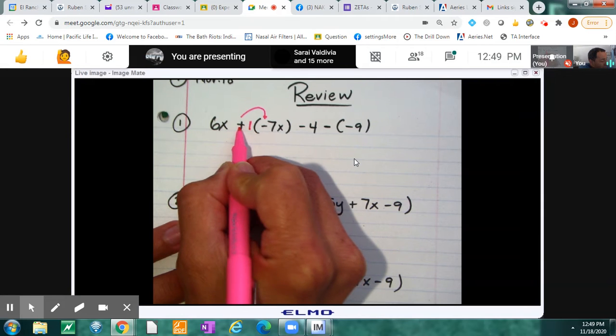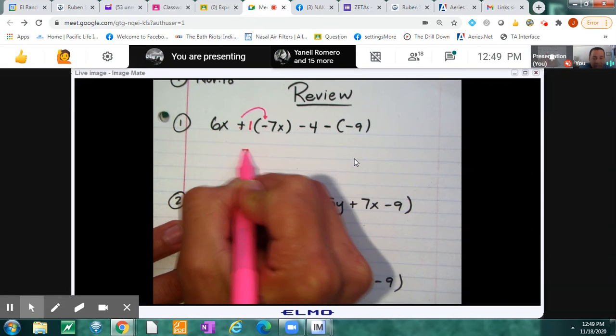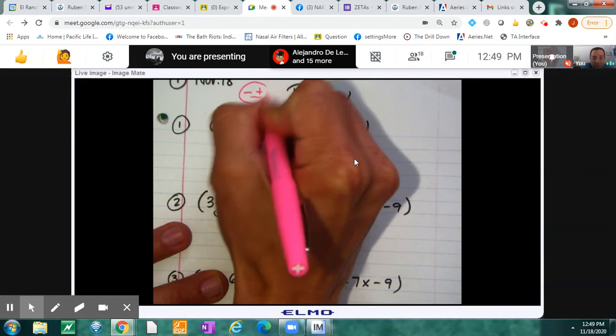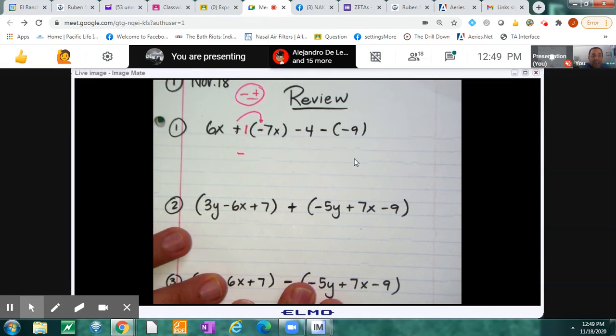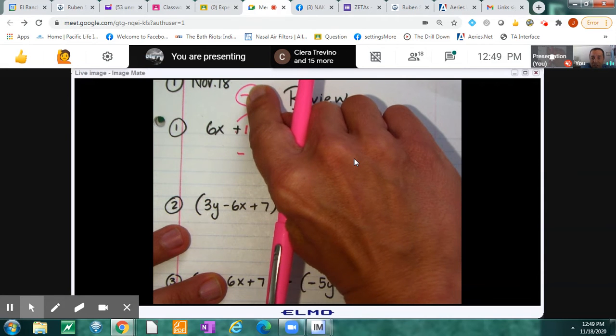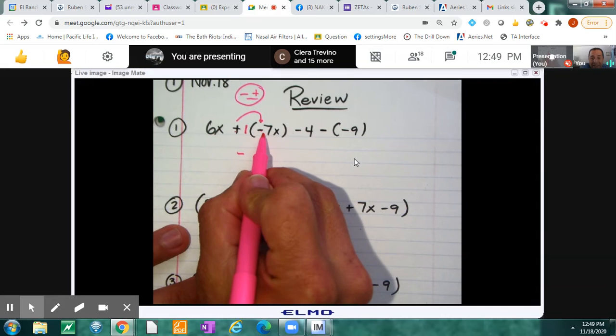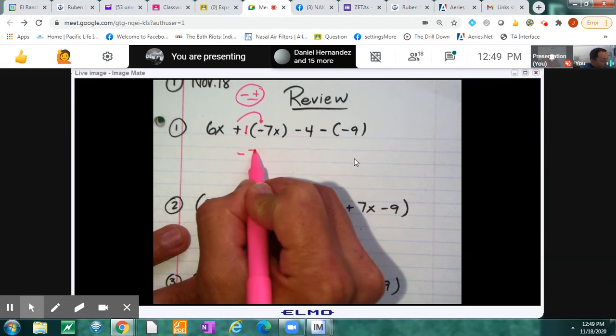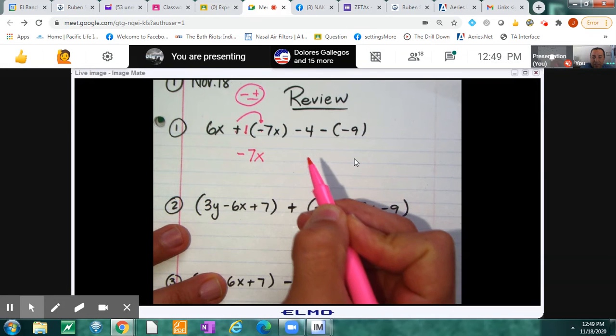All right, so positive times negative is a negative, right? So if you want to use the MD man, this is the face only for multiplication division. You just cover the positive and negative. So that gives you a negative, right? The same thing that's in the parentheses. And then 1 times 7x is 7x, all right?